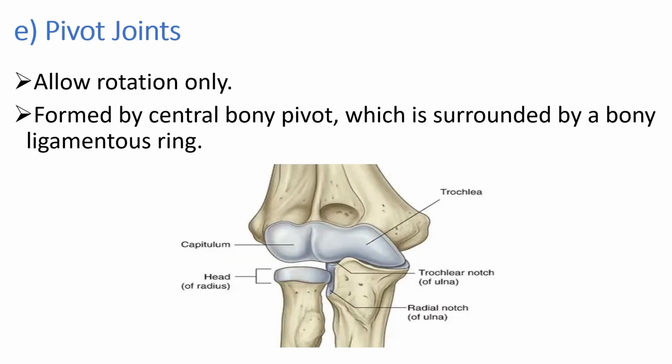Then we have pivot joints. This allows rotation only. It is formed by a central bony pivot, which is surrounded by a bony ligamentous ring. So here is the capitulum. This is the proximal radioulnar joint. So we have the head of the humerus, the capitulum, the trochlea. This is basically an example of a pivot joint, which is formed by the central bony pivot surrounded by the bony ligamentous ring.